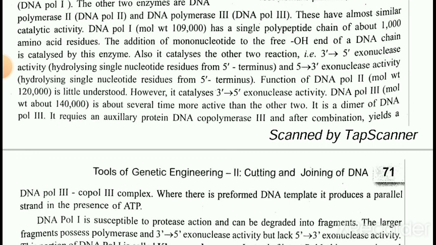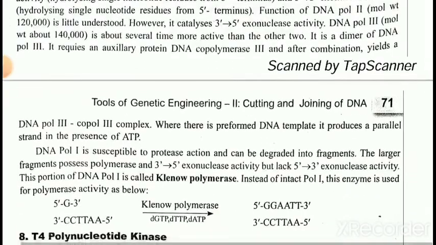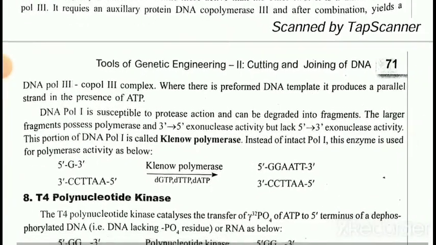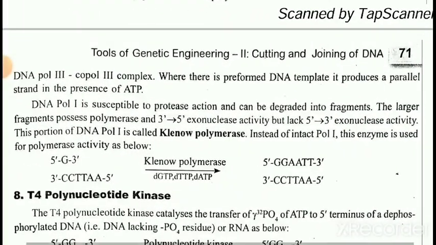DNA Pol 1 is susceptible to protease action and can be degraded into fragments. The larger fragments possess polymerase and 3' to 5' exonuclease activity but lack 5' to 3' exonuclease activity. This portion of DNA Pol 1 is called the Klenow fragment. Instead of intact Pol 1, this enzyme is used for polymerase activity as below. See the figure.